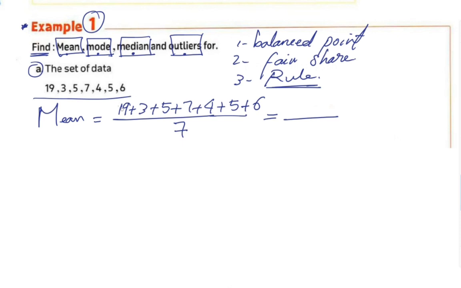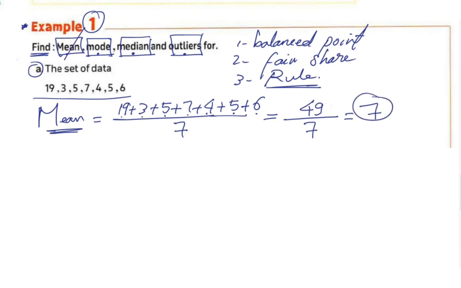Please add with me. We have here 19 plus 3, 22, plus 5, 27, plus 7, 34, 38, 43, and plus 6, we have 49, divided by 7. 49 divided by 7 equals 7. Okay, 7 times 7 equals 49. Now the value of the mean is 7.